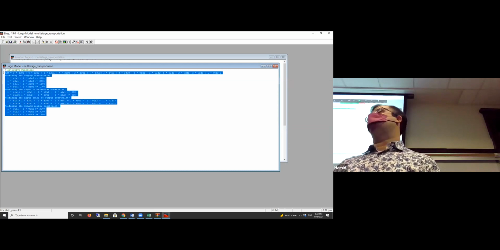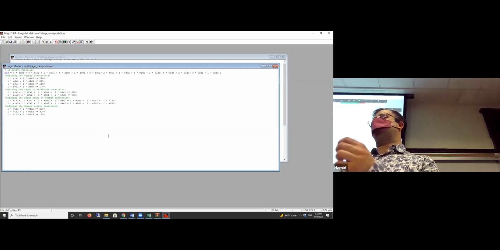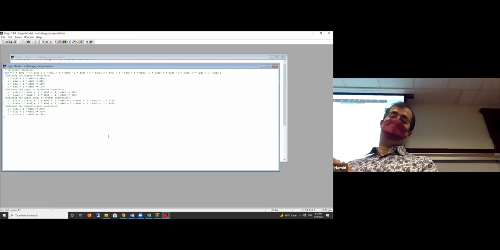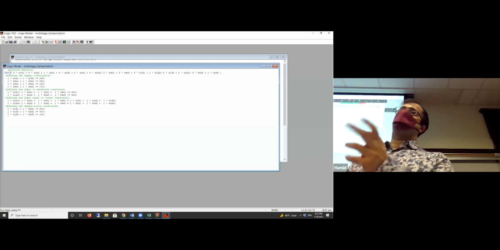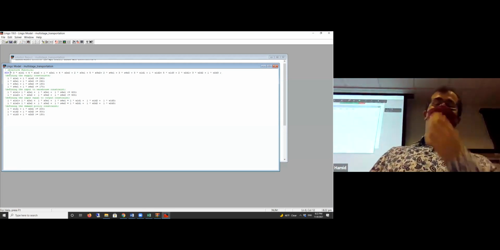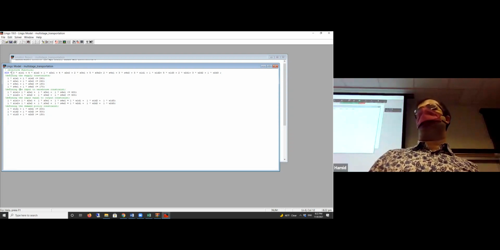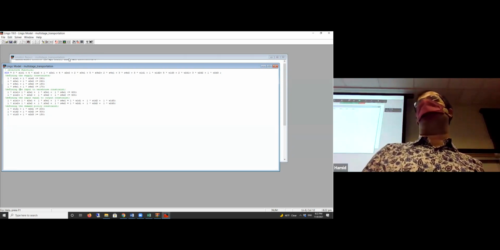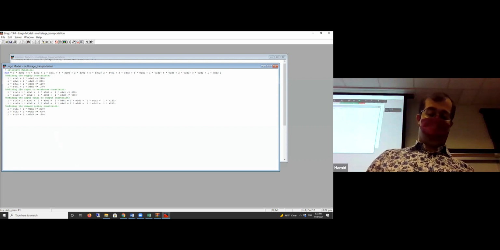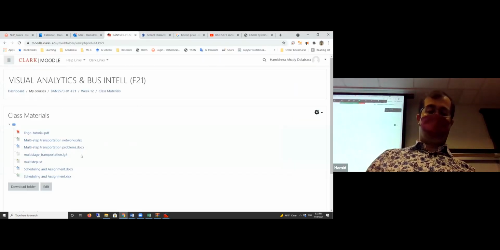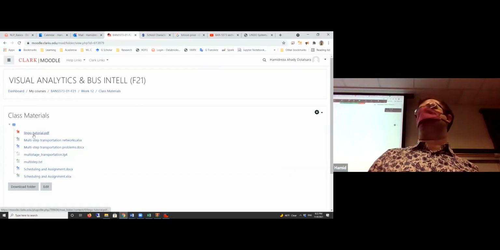You can use my code, just maybe change some coefficients, but that's it. Keep in mind, usually people forget to put the semicolon. Sometimes they forget to put min or max, or min equals something. Just don't forget that. Also, I put a tutorial of Lingo on Moodle. You don't have to read it for your assignments, but if you want to know more about Lingo, it's there.